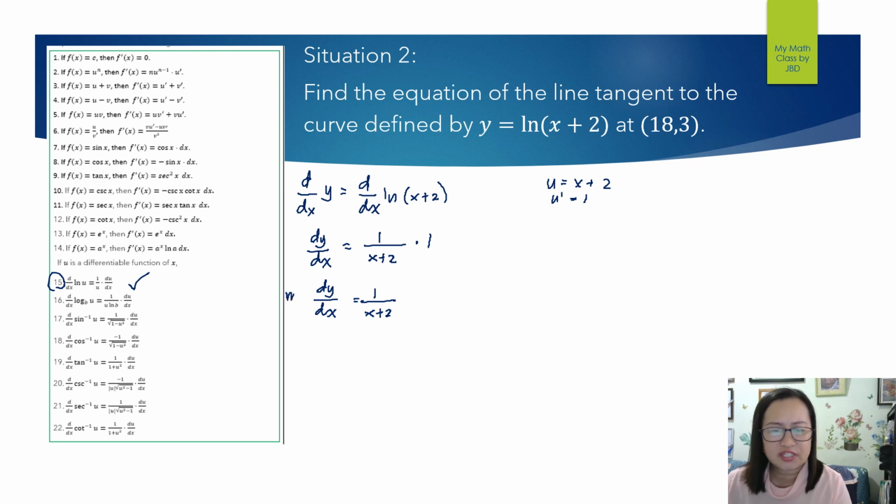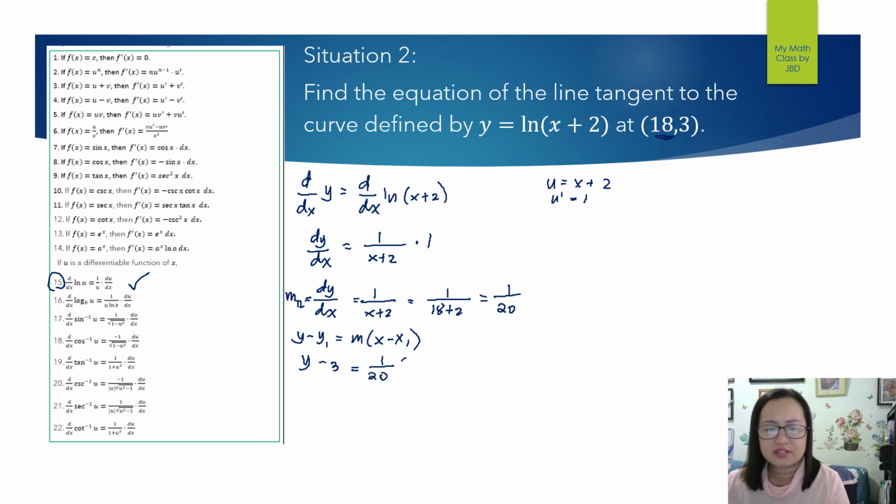Again, take note that this describes also the slope of the tangent line. Now replacing the variable x with 18, we shall have 1 over 18 plus 2. Therefore, the slope is equal to 1 over 20. Now using the point slope form, we will have y minus 3 equals 1 over 20 times x minus 18.